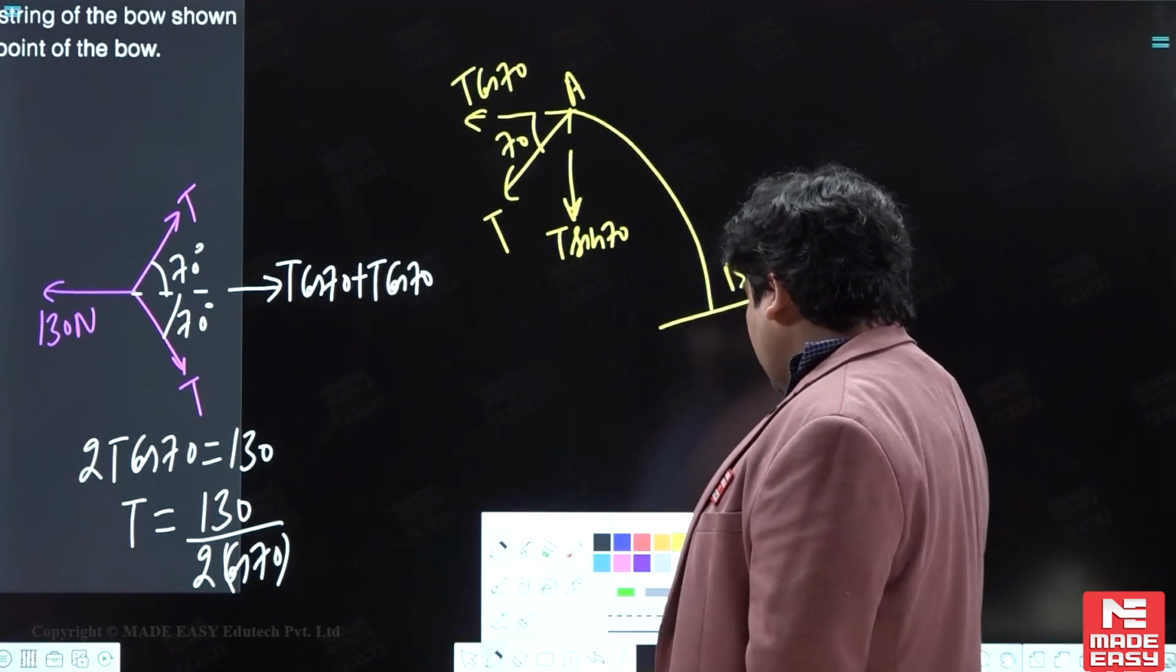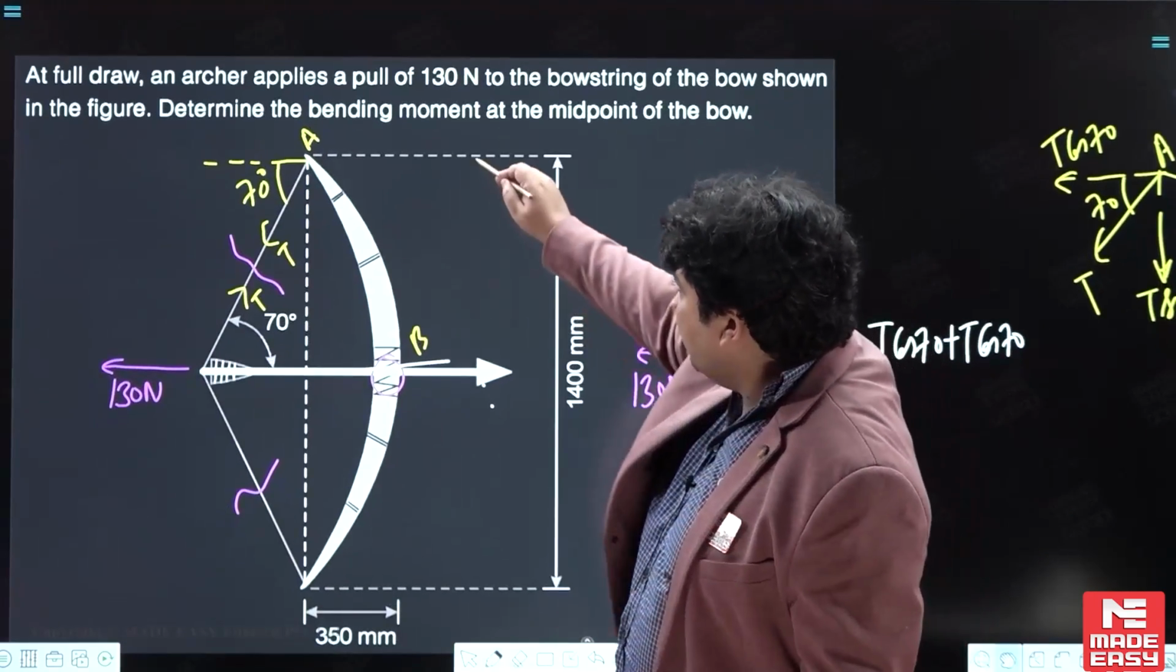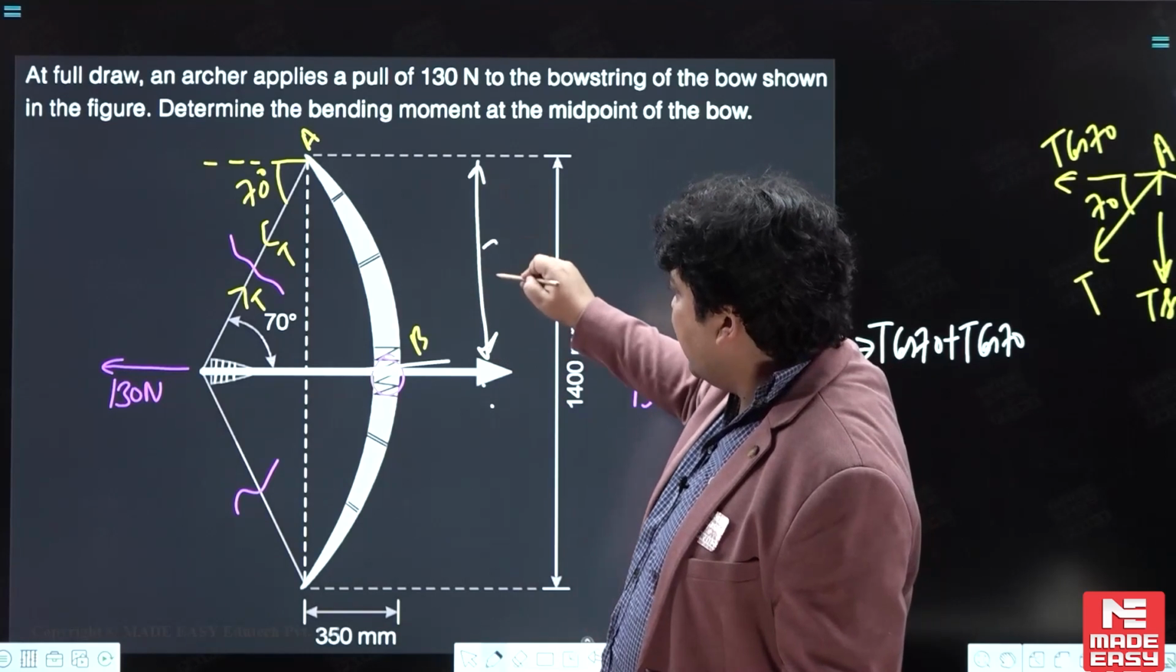So all distances are given. You check this total distance, which is 1400, so this distance will be 700 mm.